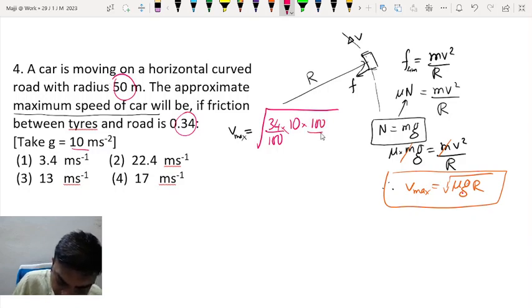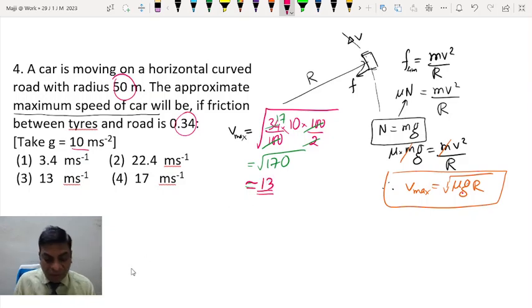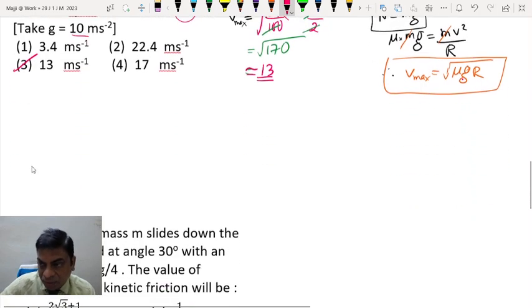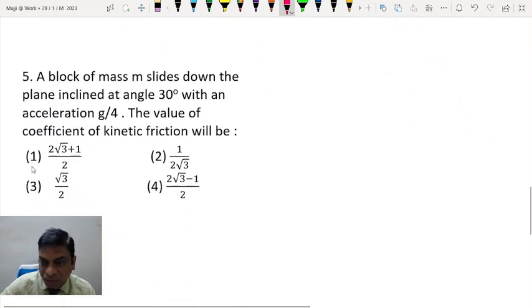50 is actually 100 by 2. So 100 gets cancelled. So it is around 170. You know, root 169 is 13. You are supposed to remember this. Since root 169 is 13, approximately root 170 can be written as 13 itself. So third option is the correct option. Then moving on to the next question.